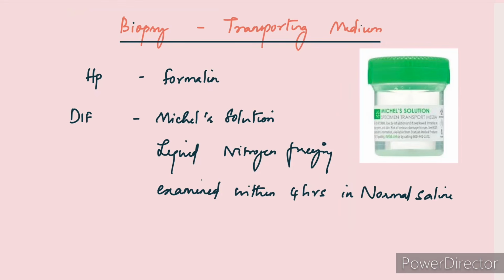Also, the important thing that we should note during biopsy is the transporting medium. For histopathology, we can use formalin, but the formalin-fixed specimen cannot be used for direct immunofluorescence. For direct immunofluorescence, we need a special transporting medium, which is nothing but Michel solution. If Michel solution is not available, we can go for liquid nitrogen freezing of the specimen, or we can examine the fresh specimen within 4 hours. These are the alternatives if Michel solution is not available.